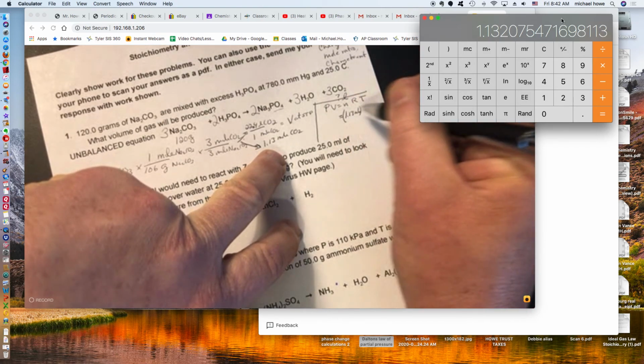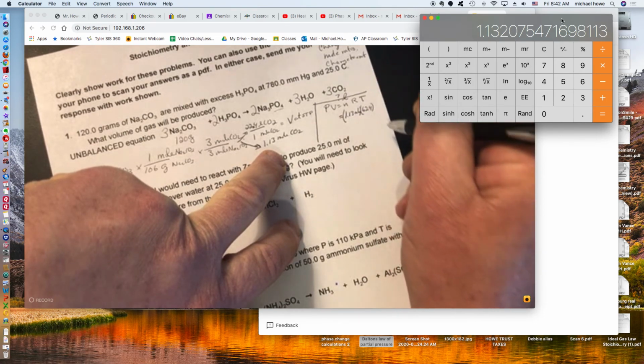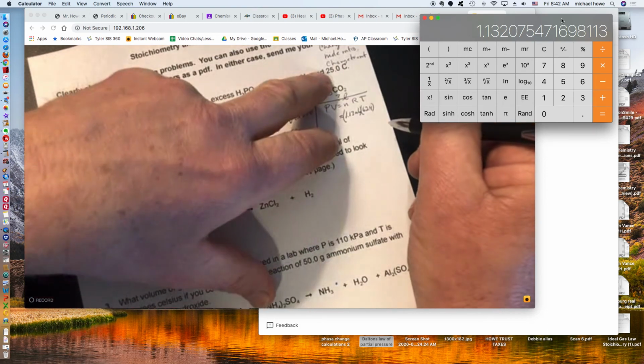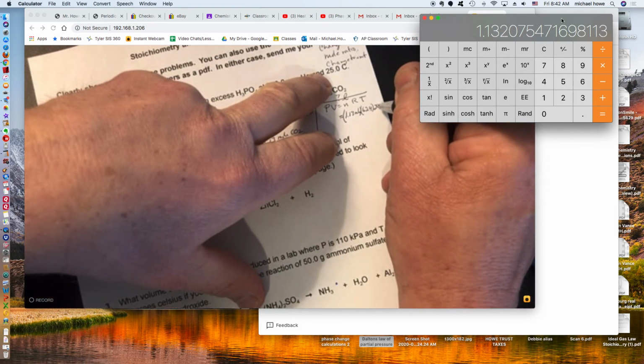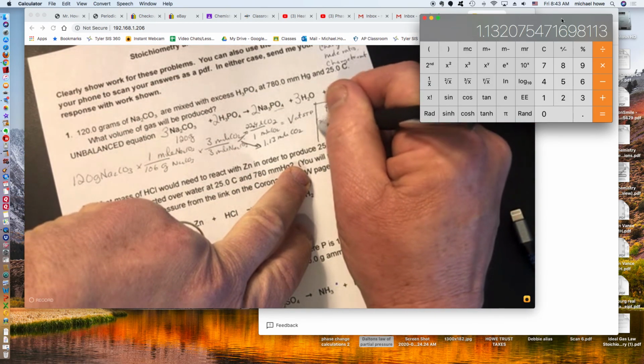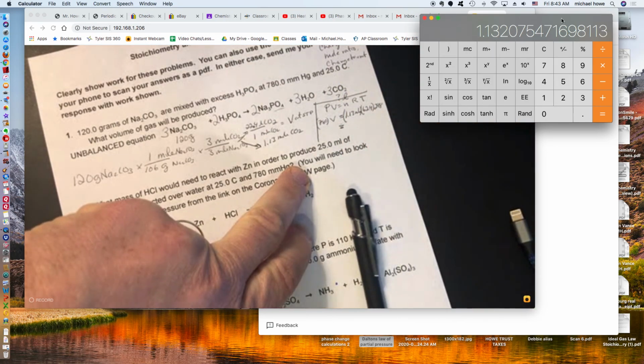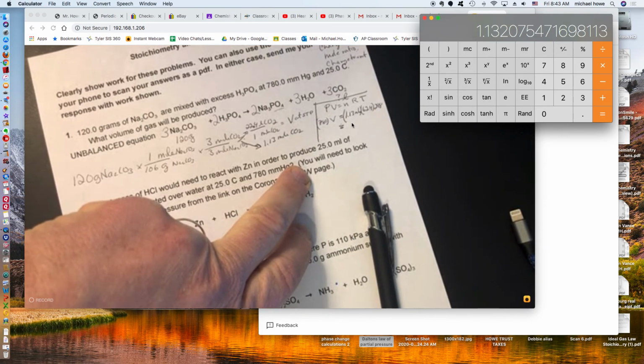R, I'm going to use 62.4, and I'm going to leave units off because of room here. And the temperature is 298. The pressure is 780, and we don't know volume. Okay, so I'm going to multiply these three numbers together. Are you understanding that we know the moles? This is R, the constant. This is the temperature in Kelvin. This is the pressure, 780.